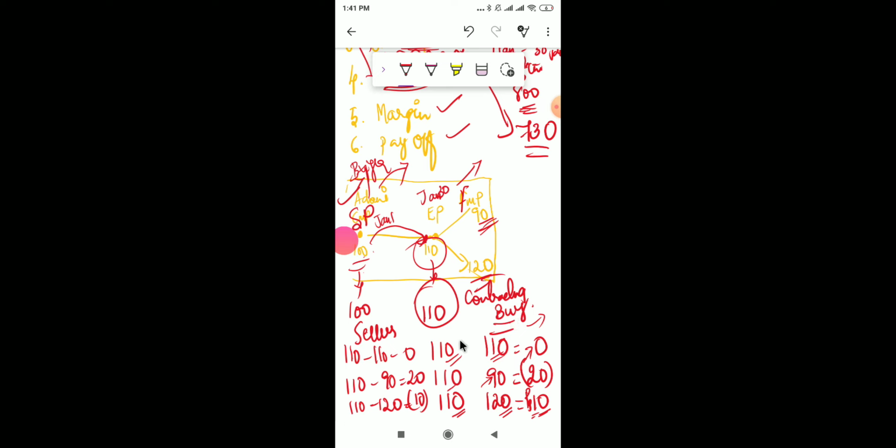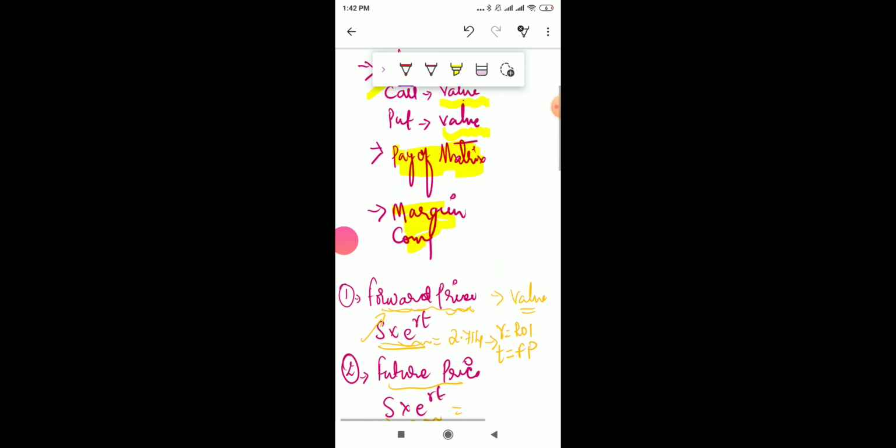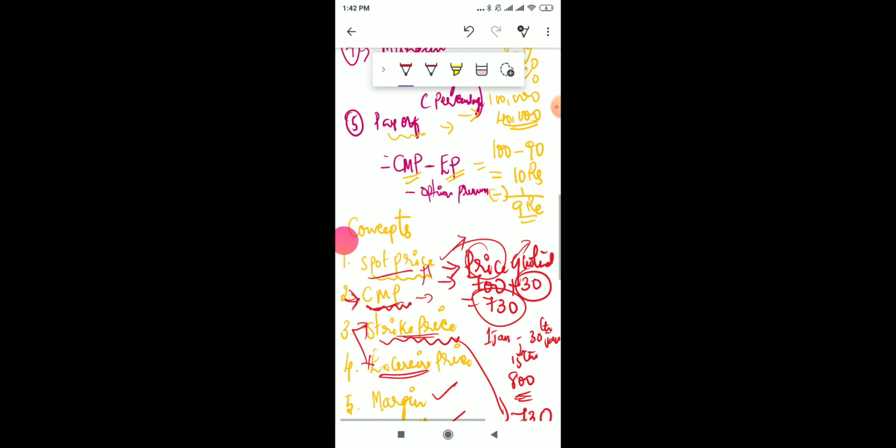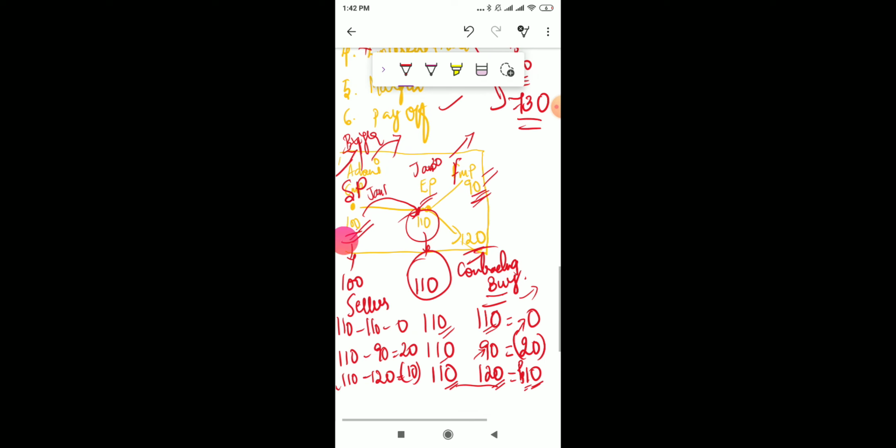This is the logic for futures. This is how we work out the logic of spot price, exercise price and future market price. We work this out when we enter into a forward contract, and when we enter into a forward contract, there is a high possibility you make a profit or loss, and that profit and loss that we are working out here, we call the payoff matrix. Now we will take the problems one by one. We will work out the forward, the future, the call option, the margin, and the payoff.